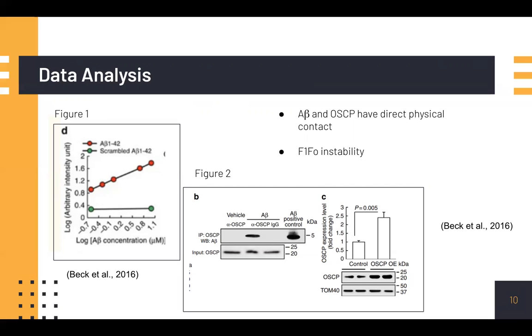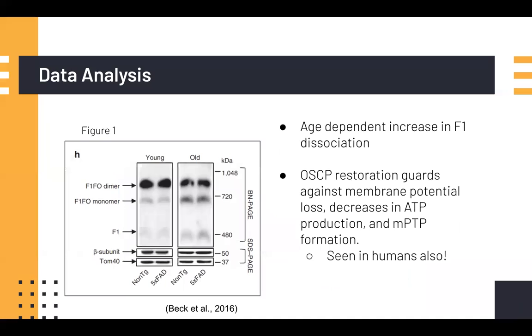Altogether, they found that this F1F0 instability due to amyloid beta is partly due to a decrease in OSCP's ability to hold F1 and F0 subunits together. Furthermore, this paper also found that there was F1F0 complex destabilization in the Alzheimer's diseased mice brain mitochondria, and that there was an age-dependent increase in F1 dissociation. So lastly, this led to a strong relationship which connected the deregulation of OSCP to mitochondrial dysfunction.